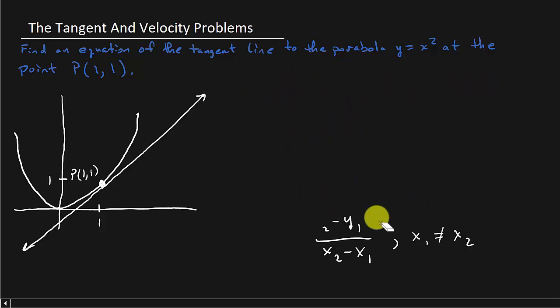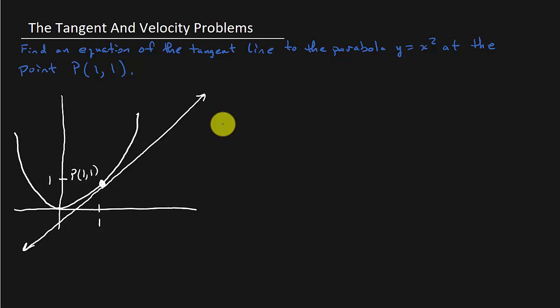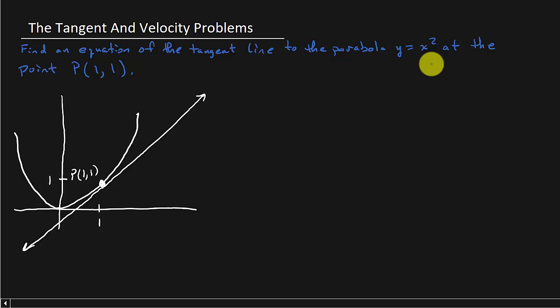Well, if we look at our problem here, we do have a point on the line. We've got this point 1, 1, but we don't have the slope. We need the slope of this line. So how do we go about finding the slope of the line? Well, that's kind of tough. Later on in calculus, there will be an easy way for you to find the slope, but we don't know how to do that yet.